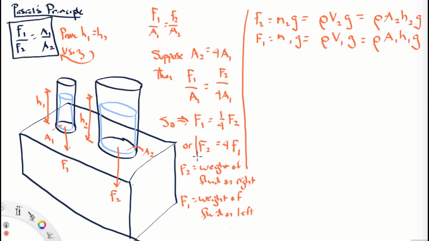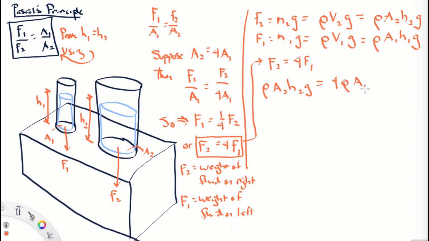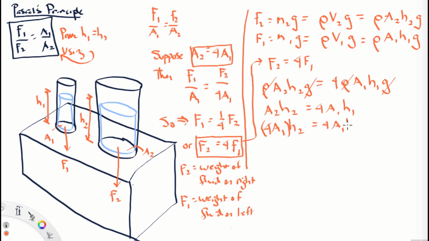Now keep in mind we're trying to show that if area 2 is 4 times area 1, then force 2 has to be 4 times F1. So how is this possible? F2 is 4 times F1. Well, we just said F2 is the density times area 2 times H2 times g, and on the right, this is 4 times the density, area 1, H1 times g. Notice the g's cancel out, the densities cancel out, and we're left with A2 H2 equals 4 A1 H1. Well, now remember that we assumed from the beginning that area 2 is 4 times area 1. So we'll have 4 times area 1 times H2 equals 4 times area 1 times H1. Notice I have a factor of 4 A1 on both sides, so I cancel those out, and I'm left with H2 equals H1. Voila, that is exactly what I wanted to prove.